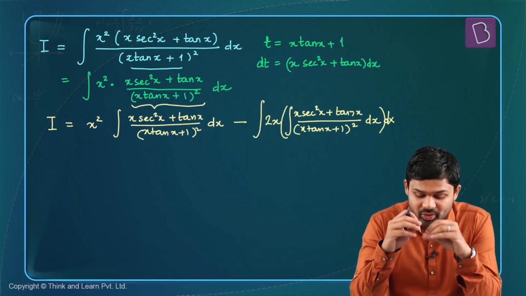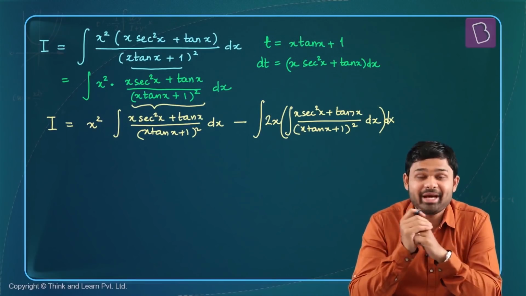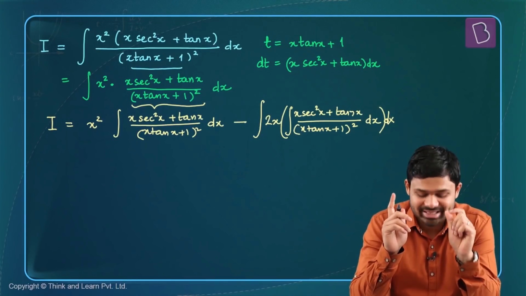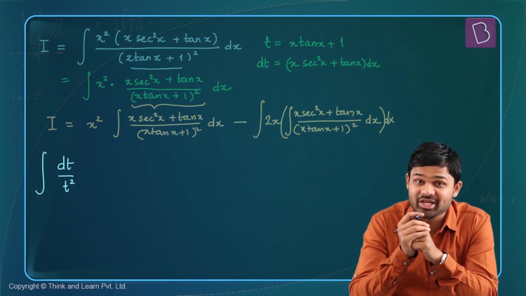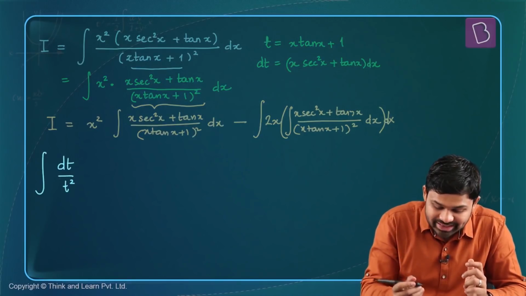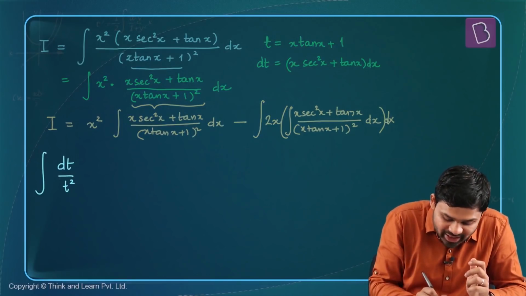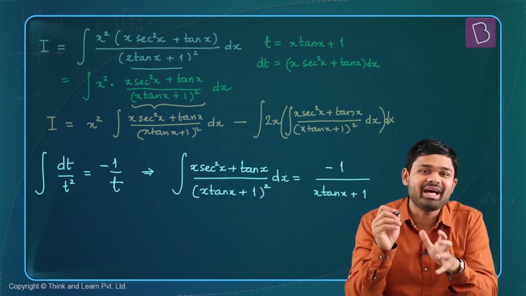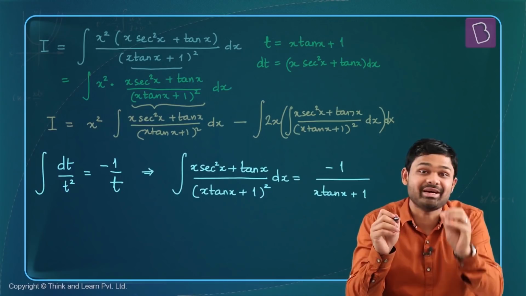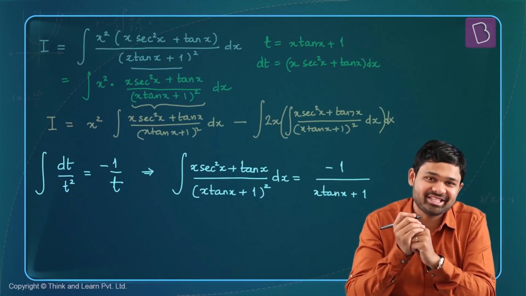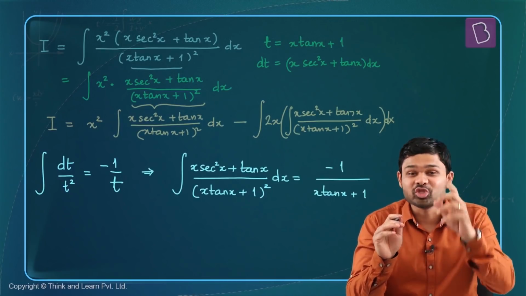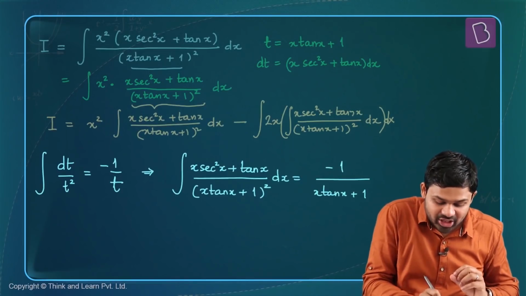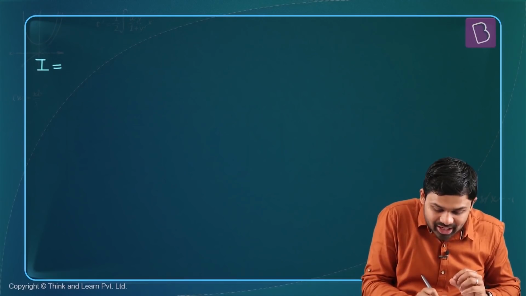So now we need to integrate x secant square x plus tan x divided by (x tan x plus 1) the whole square. If I consider x tan x plus 1 as t, it is nothing but the integral of dt over t square. And we know the integral of dt over t square is negative 1 over t. So the integral which we had to compute is negative 1 over (x tan x plus 1). Very beautiful, isn't it? So now I know how to compute that integral. Plug it back into your expression for I, and what do you see?